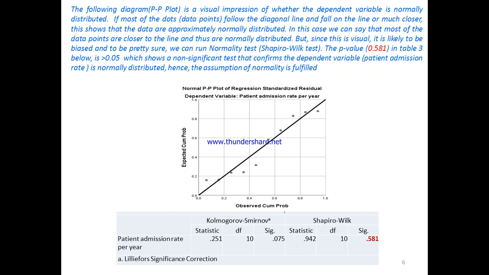As you can see, the table below the normal probability plot shows the Shapiro-Wilk test gives a p-value of 0.581, which is much greater than alpha of 0.05, and confirms that the data is normally distributed. This is concrete evidence that the data is normally distributed. Therefore, as we have already seen, there is no outlier, the data is normally distributed, and the model is fit.